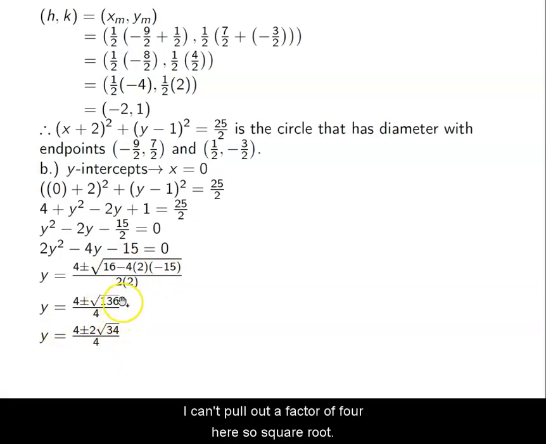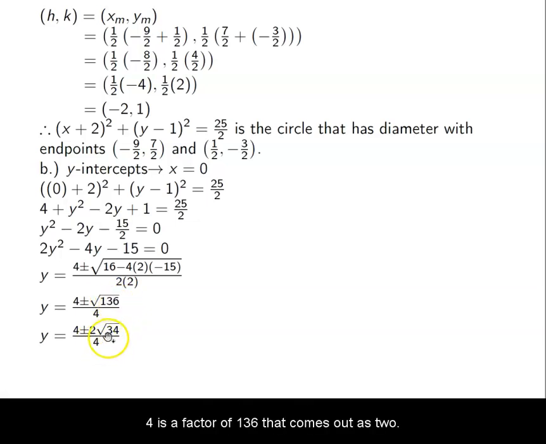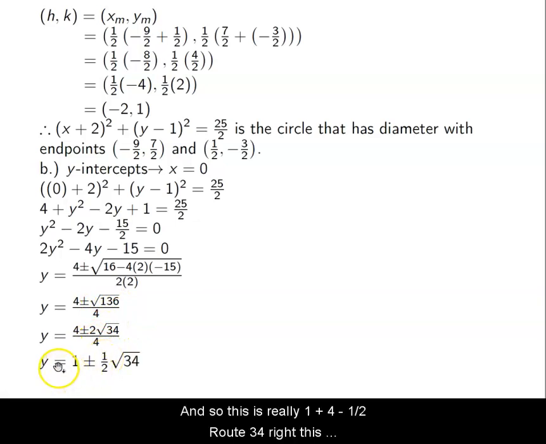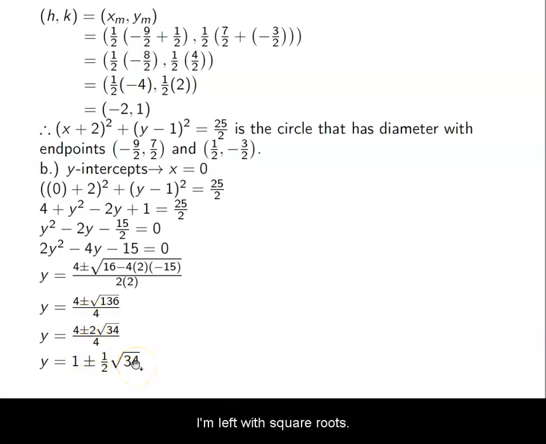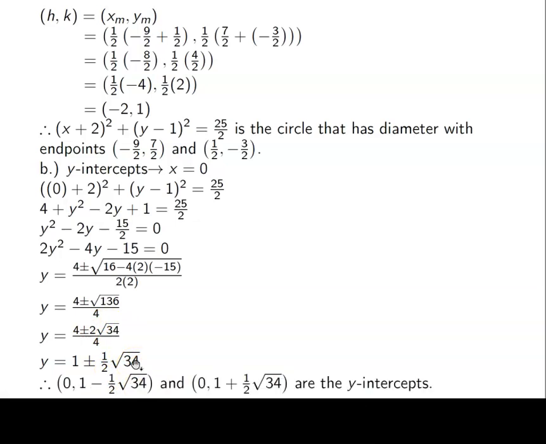I can pull out a factor of 4 here. The square root of 4 is a factor of 136, so that comes out as 2. And so this is really 1 plus or minus 1/2 root 34. The 4 and the 4 is the 1, the 2/4 is the 1/2, and I'm left with square root 34. So those are my y-intercepts. I cross the y-axis at 2 points.